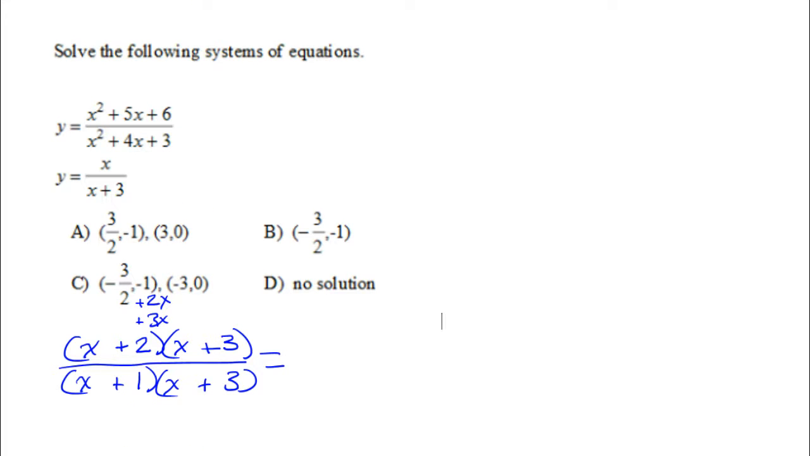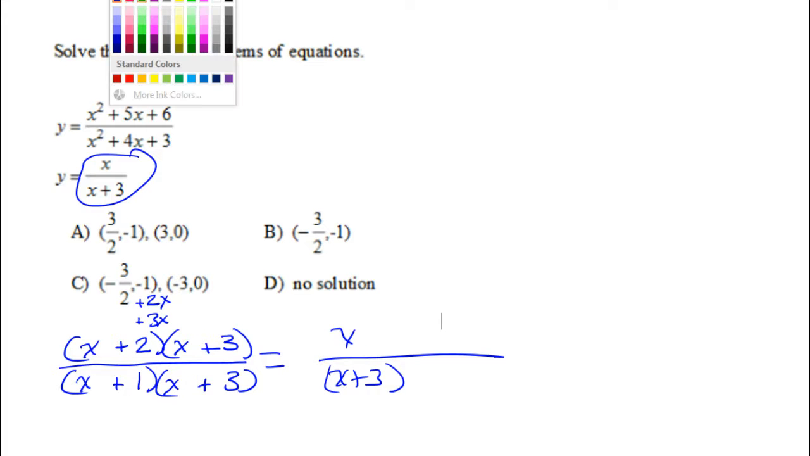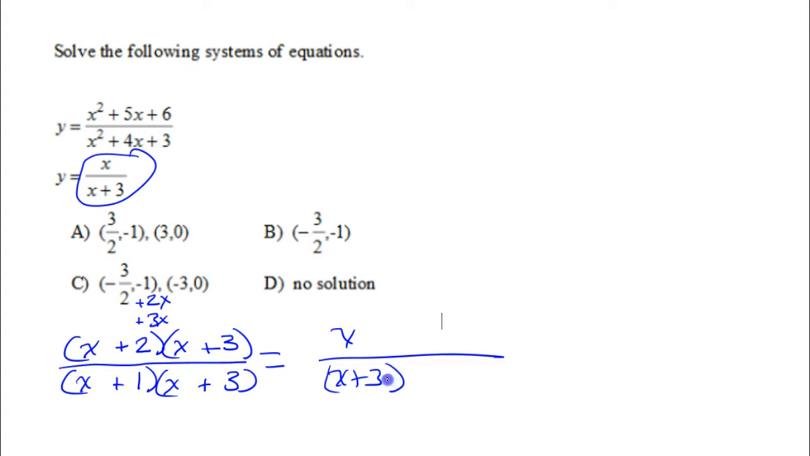So I factored that. Now I'm going to continue and set it equal to this other fraction, which is x over x plus 3. Now one way to solve these equations is getting the denominators to be the same. So both denominators have x plus 3, but this denominator has x plus 1. So I'm going to put an x plus 1 in the right-hand denominator, and that's okay as long as I also multiply the numerator by x plus 1.